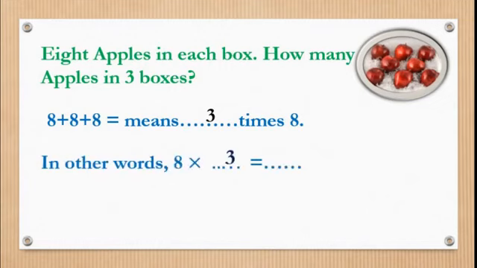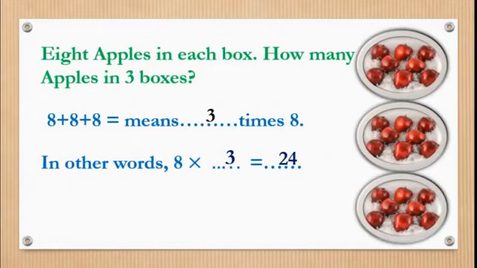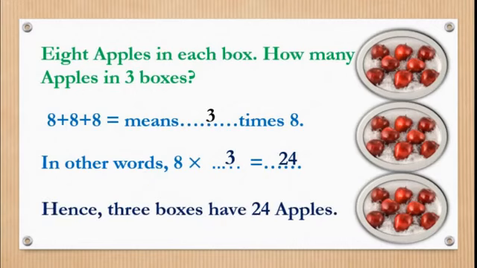Now in other words, how will we write? 8 3s are 24. 8 we have counted 3 times, that is nothing but 24, isn't it? See here, if you want to count, you count. In the first box 8, in the second box again 8, that is 16, plus 8, that is 24 apples in 3 boxes. Like this we have to write, hence 3 boxes have 24 apples together.